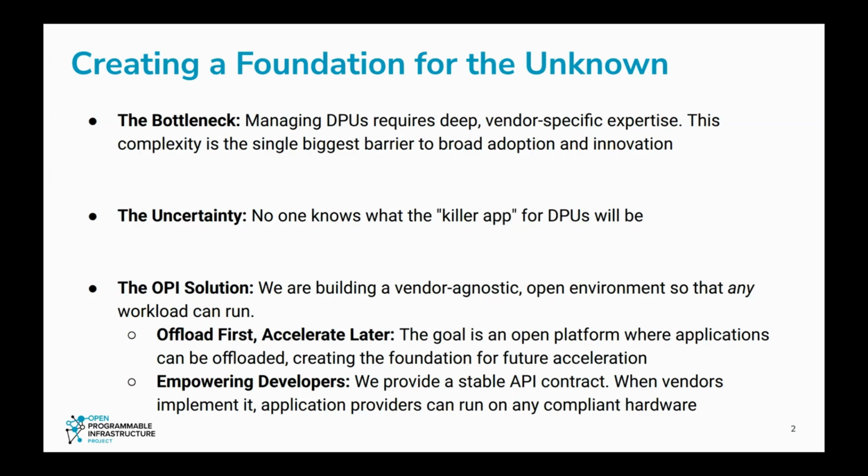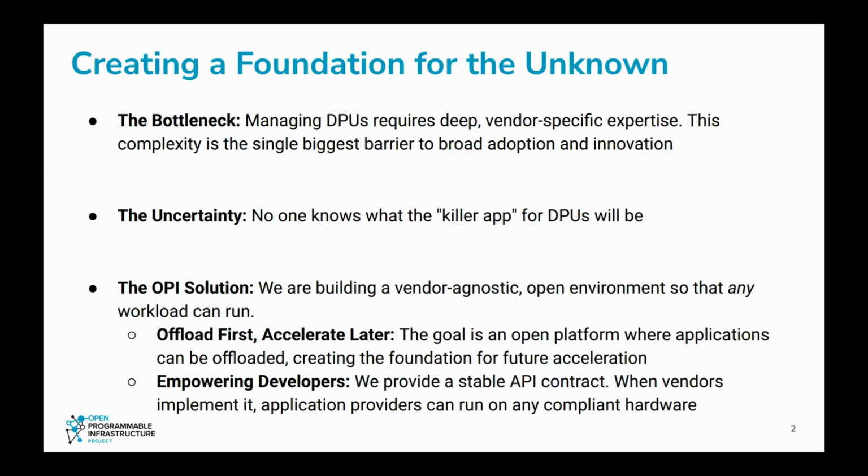So the bottleneck is it's hard to manage these things. As many of you know, you bring in this new DPU, or you're a vendor, you bring in this DPU, and it's hard to manage. You need to ramp up on all the vendor-specific details. You need to read a lot of documentation, and every card is different. This has been the huge pain point, right? So the solution in OPI is, yeah, let's build this vendor-agnostic, open environment, and any workload can run on it. That's the goal, right? So we're focusing on offloading first, and then acceleration.